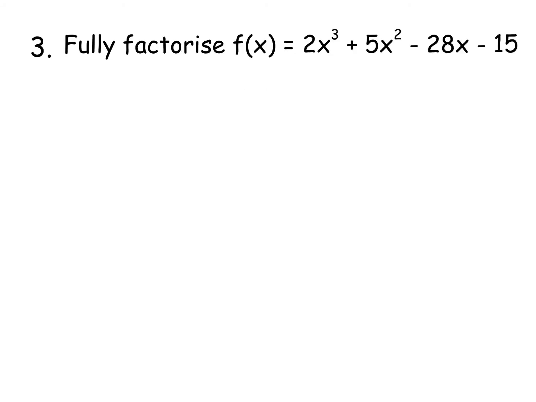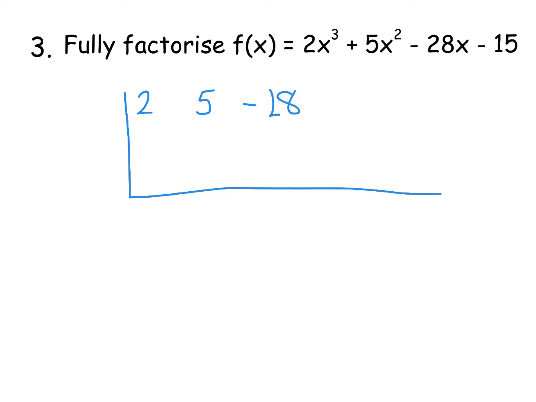So number 3 wants us to fully factorise this polynomial. Now, first thing to notice is they've not told us what to put out the front. So I'm going to start by just drawing my table. I have no missing x terms, which is good. So I've got 2, 5, negative 28 and negative 15.